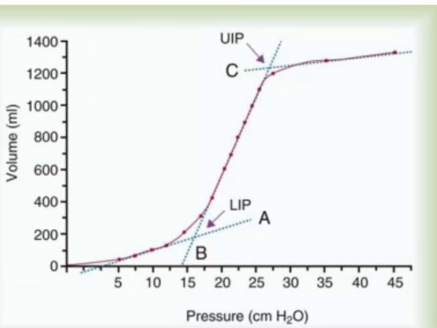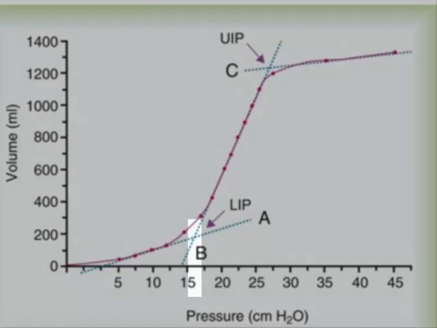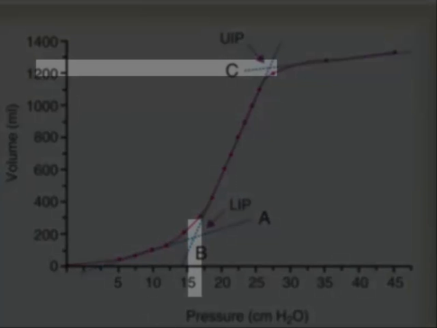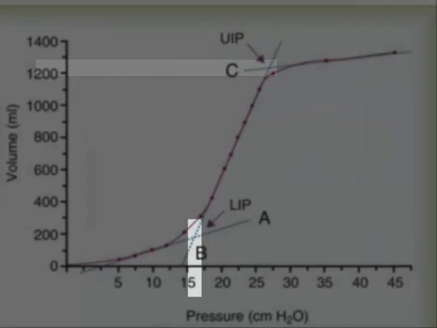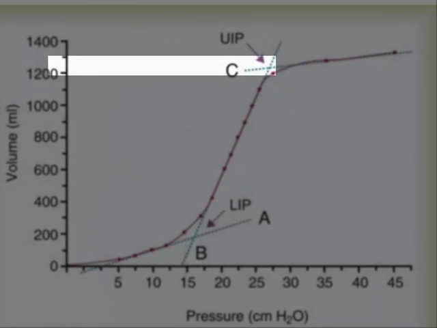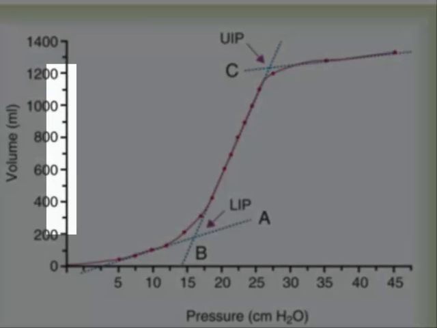Straight lines A, B, and C are drawn tangent to the curve, and the lower inflection point and the upper inflection point are identified. PEEP is adjusted to approximately 2 centimeters above the lower inflection point. So the lower inflection point is where you set your PEEP. The upper inflection point is the limit of your tidal volume. So the difference between the two would be the tidal volume that you set.